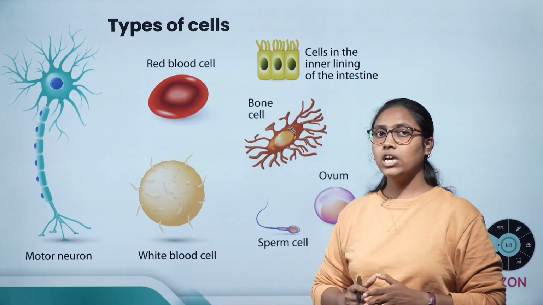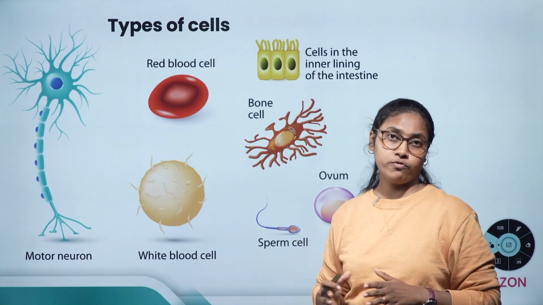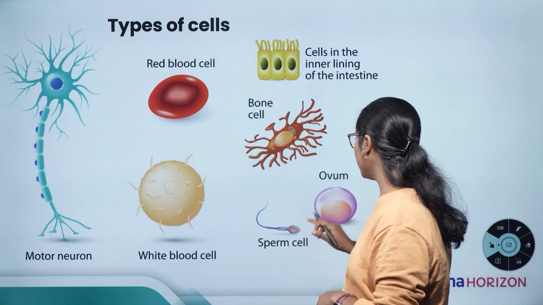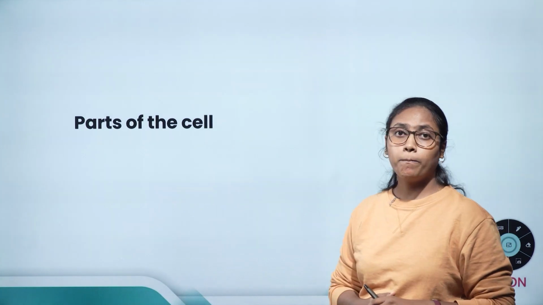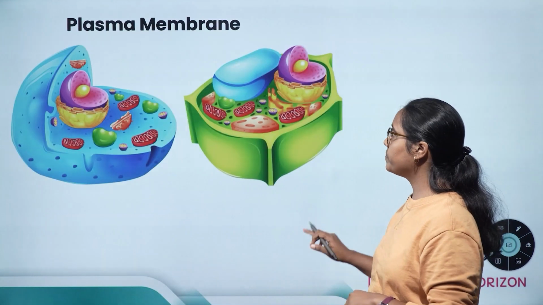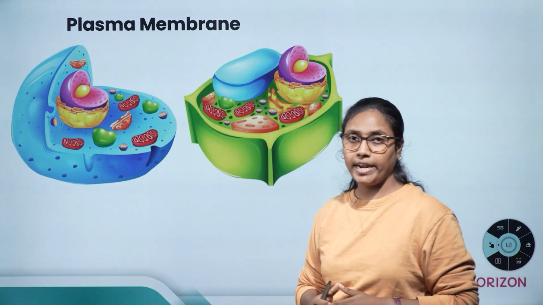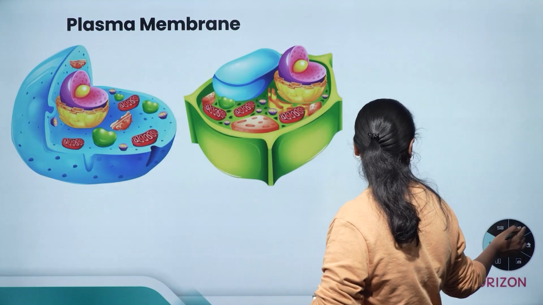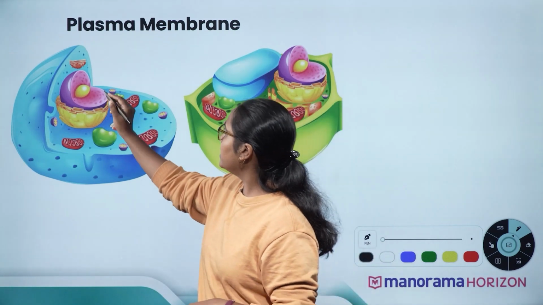Now, we'll see what the parts of cells are. Okay. So, let's see the different parts of the cell. First, let's start with the cell membrane. Here you can see the cell membrane.